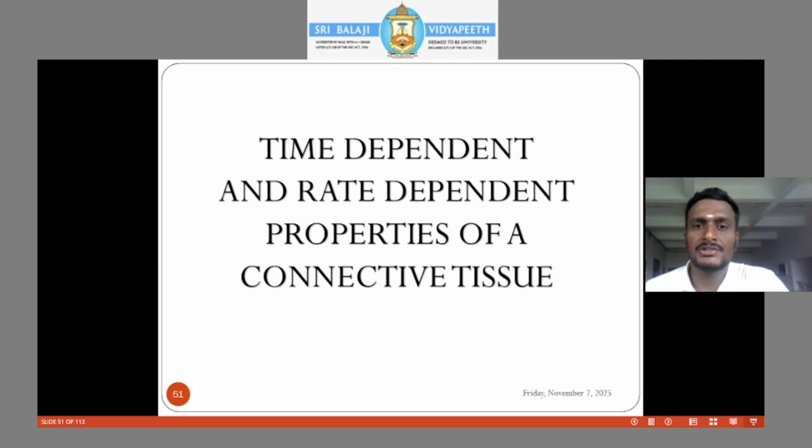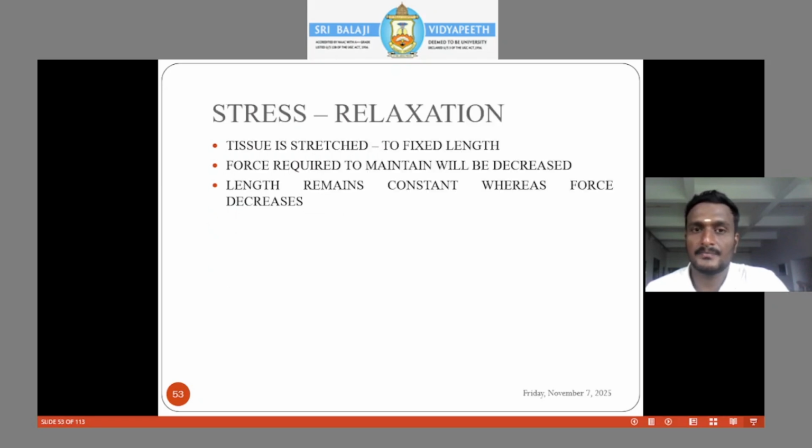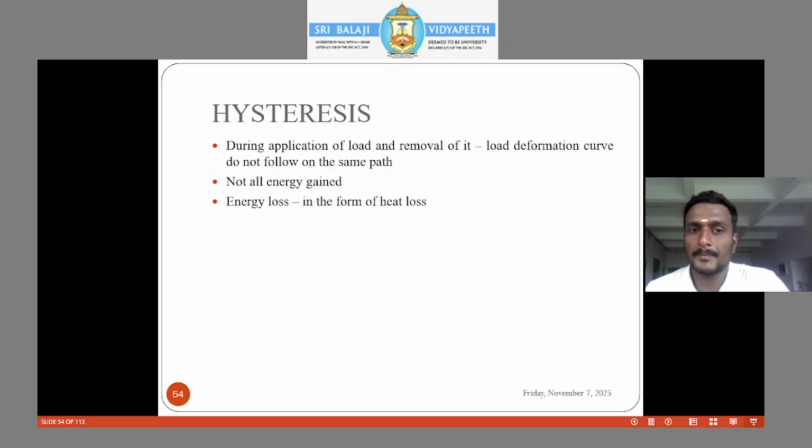So, in this session, I'm going to discuss time dependent and rate dependent properties of connective tissue. Creep: the force applied to the material is maintained at the same level, the force remains the same, but the deformation increases. Stress relaxation is one of the very important mechanical properties. The tissue is stretched to a fixed length, and the force required to maintain that decreases, but the length remains the same.